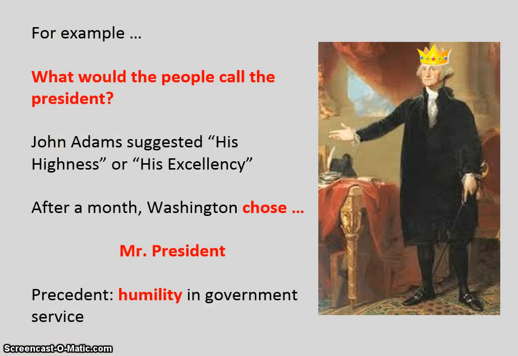For example, what would people call the president? Now, John Adams suggested His Highness or His Excellency, and he was thinking more along the lines of European nobles and royalty. But after a month, George Washington chose the title Mr. President. So we see, well, there we go, we see the crown fade from his head. No crowns over here, no royal families, just Mr. President. So the precedent set here is that government officials had to be humble, had to show humility in office.